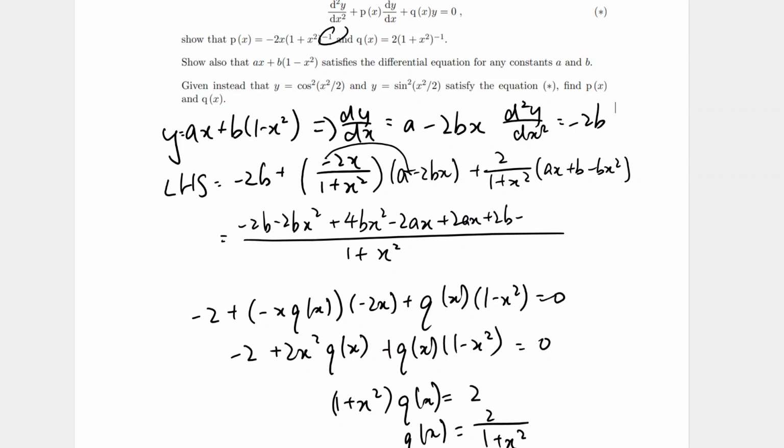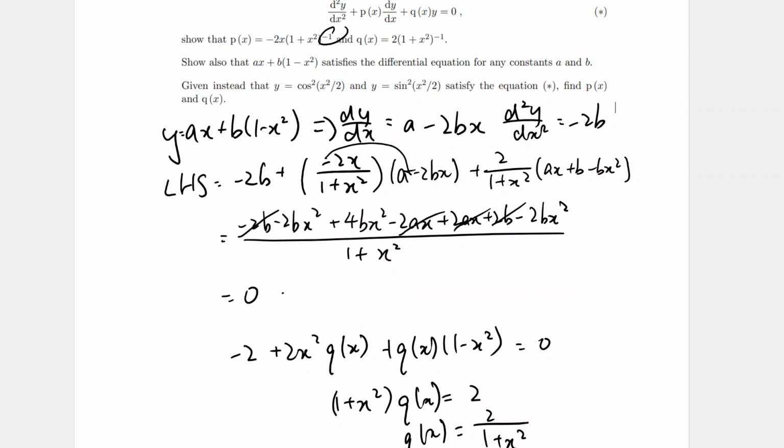Good. Does that go to 0? Let's see. Well, the 2b's cancel, right? The 2b's cancel, the 2ax's cancel, and the bx squared terms also cancel out, which is 0, right? Equals the right-hand side. Lovely. Good. So that proves that it solves the differential equation, right? Because the right-hand side is genuinely 0. Okay? Good. Okay, now, next bit.